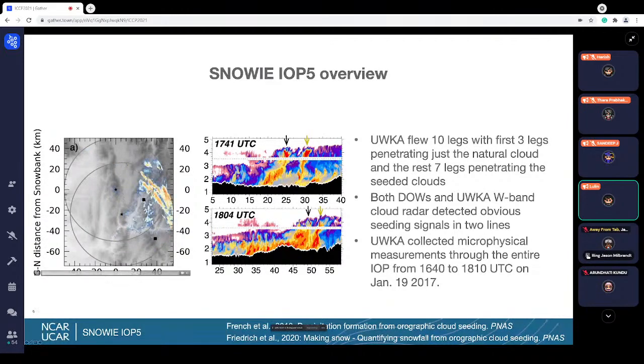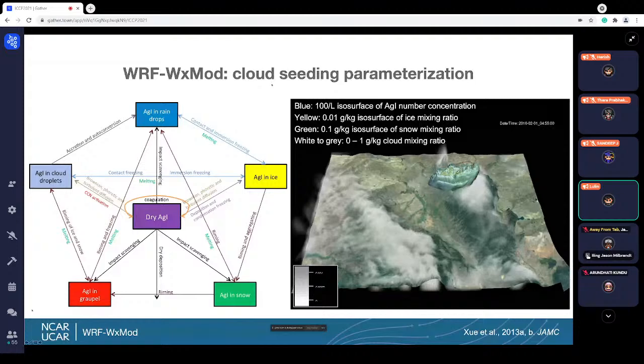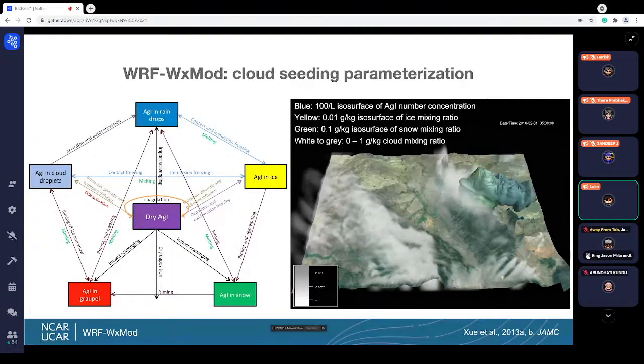And just an example for one of the SNOWIE cases, SNOWIE IOP5, we had 2 airborne seedings in this region that give very clear seeding signals or seeding plumes, observed both from the X-band DOW radars and also onboard the aircraft, the W-band cloud radar. So the University of Wyoming King Air performed penetrations and collected great in situ and remote sensing data for this case. And we found this is a very complete and good case for simulation.